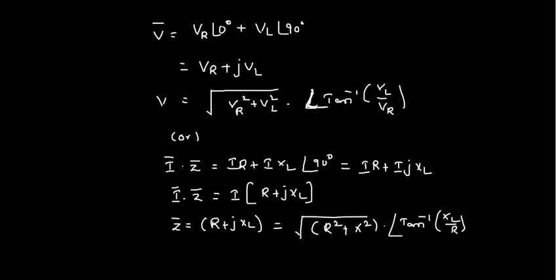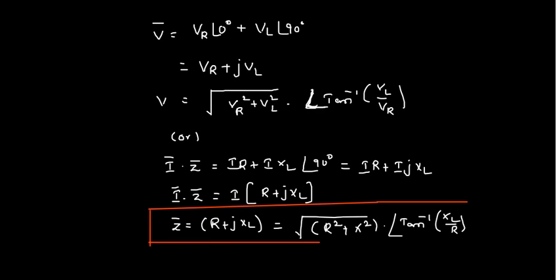So this is the value of Z we got, and the current we already got by using the series RL circuit. Okay, so this is how we can calculate the response in a series RL circuit.